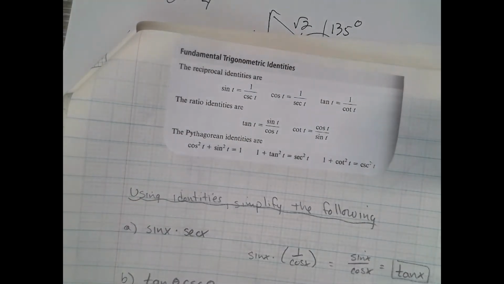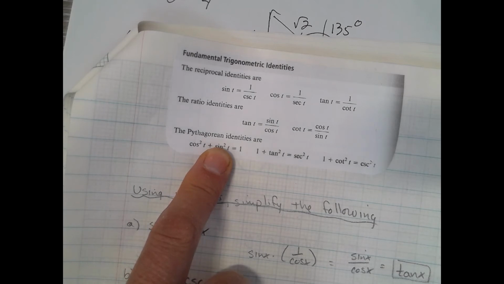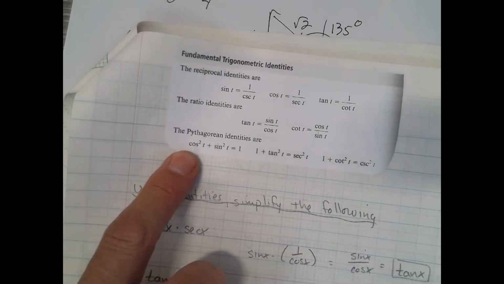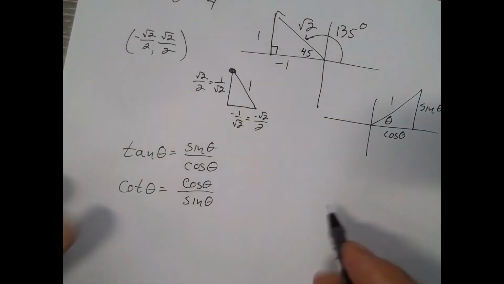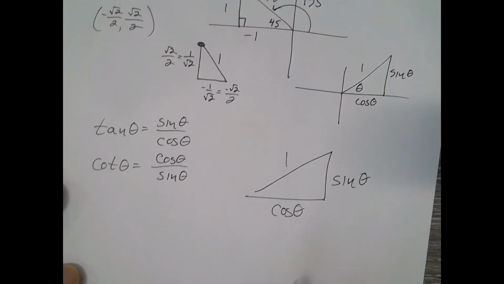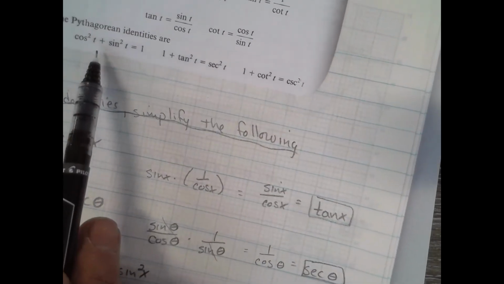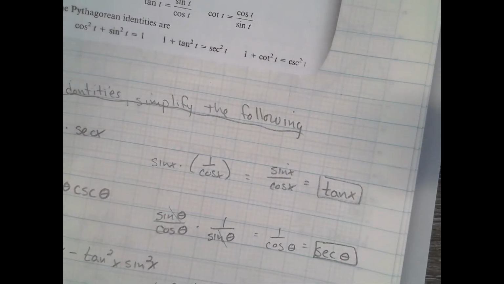There's 3 more down here called the Pythagorean identities. What's the Pythagorean theorem? You remember that? A squared plus b squared equals c squared. So it's not a coincidence that we've got something squared plus something squared equals something else. If I have cosine and sine and the radius is 1, you could say that sine squared plus cosine squared equals 1 squared. That's a Pythagorean identity. There's 2 more. This is definitely the most common of those 3. So then you've got 1 plus tangent squared equals secant squared, and 1 plus cotangent squared equals cosecant squared. Those are some of the identities.